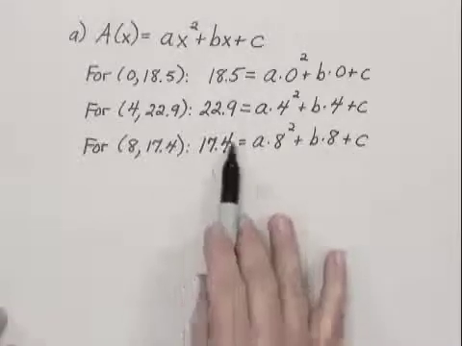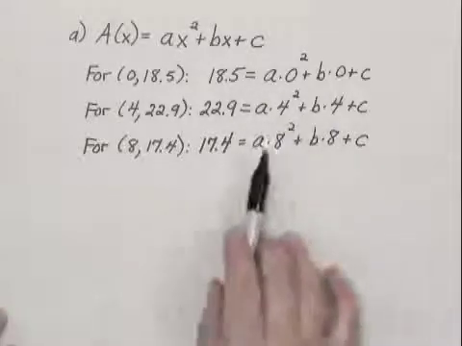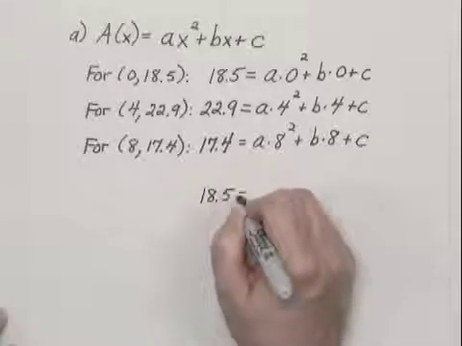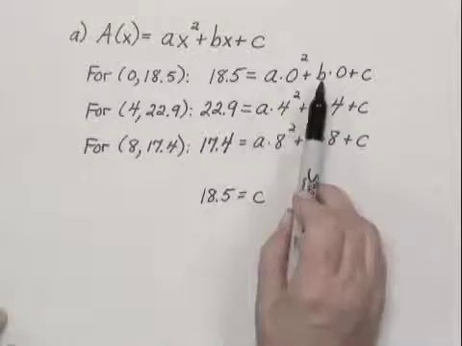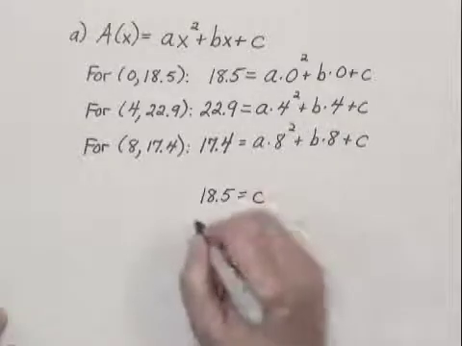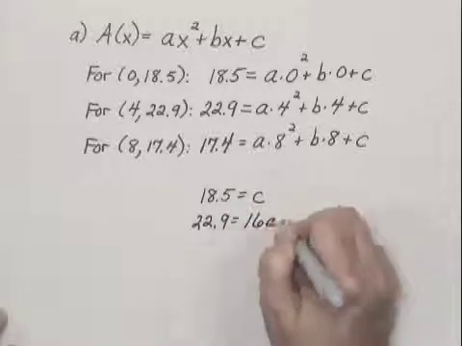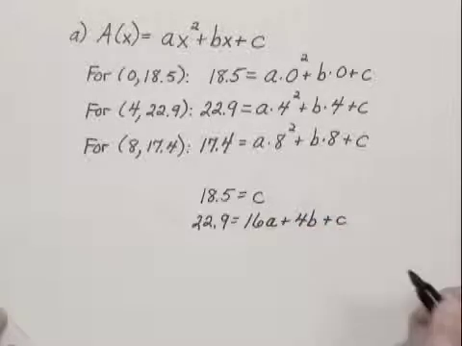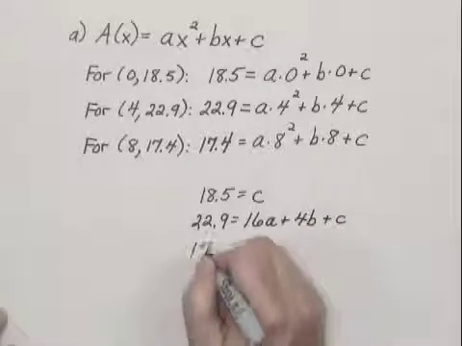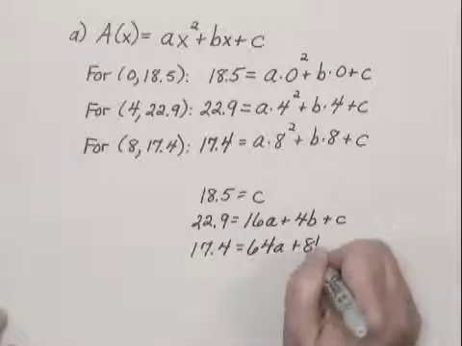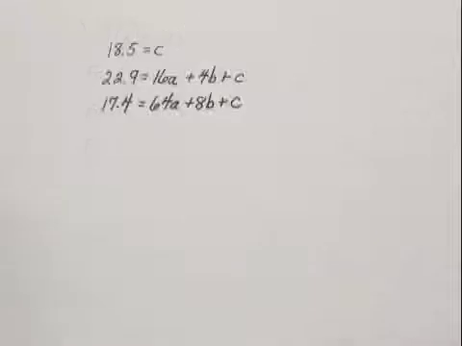Now let's write this below, multiplying the numbers together. The first equation simply becomes 18.5 equals c, because we have 0 plus 0 plus c. The second equation, 22.9 equals 16a plus 4b plus c. And the third equation, 17.4 equals 64a plus 8b plus c. Now we need to solve this system of 3 equations, and you'll notice that c is 18.5.